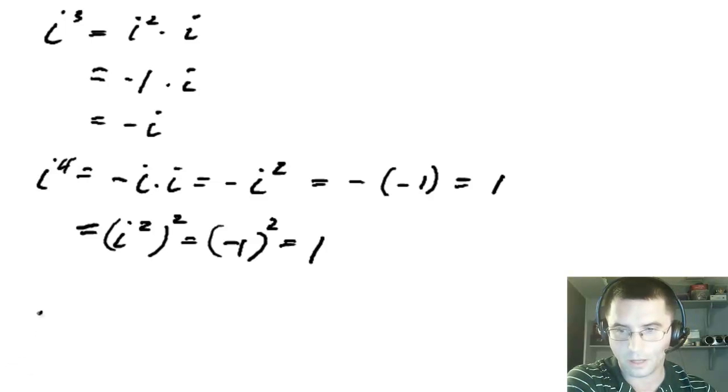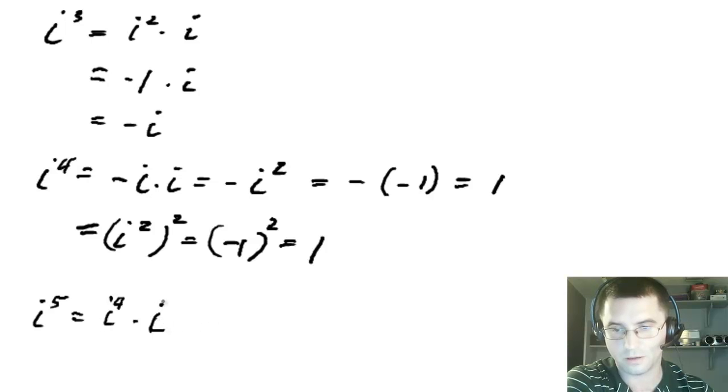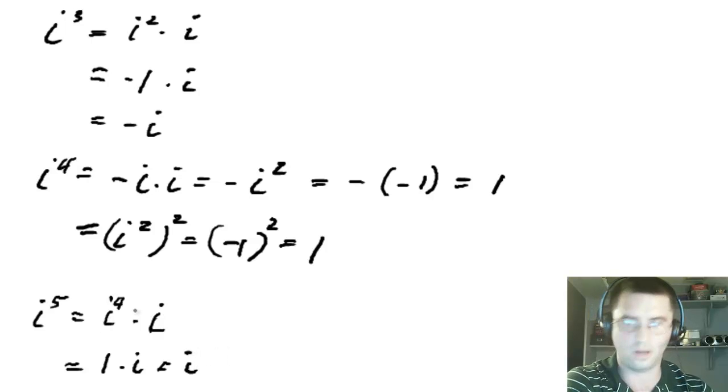There's my pen. I to the fifth is I to the fourth times I again, so it's 1 times I, which is I. Any fourth power of I is 1.